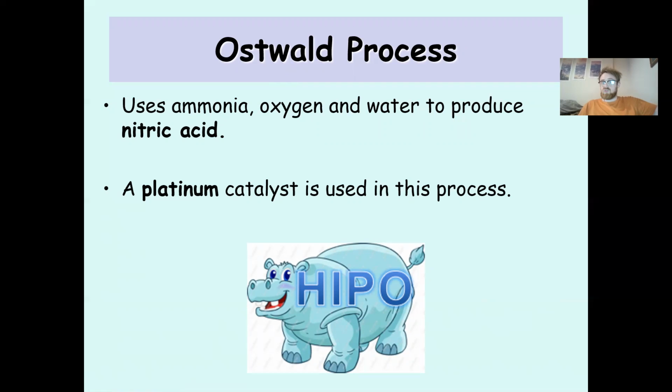It's Ostwald. That uses ammonia, oxygen, and water to produce nitric acid. Okay, you need to remember ammonia, oxygen, water produces nitric acid. And instead, in this case, it's a platinum catalyst used in this process. The way to remember it is Hippo. So Haber uses iron. Platinum is for Ostwald. Okay, if you remember that, then you'll be able to answer the majority of questions based on fertilizers.